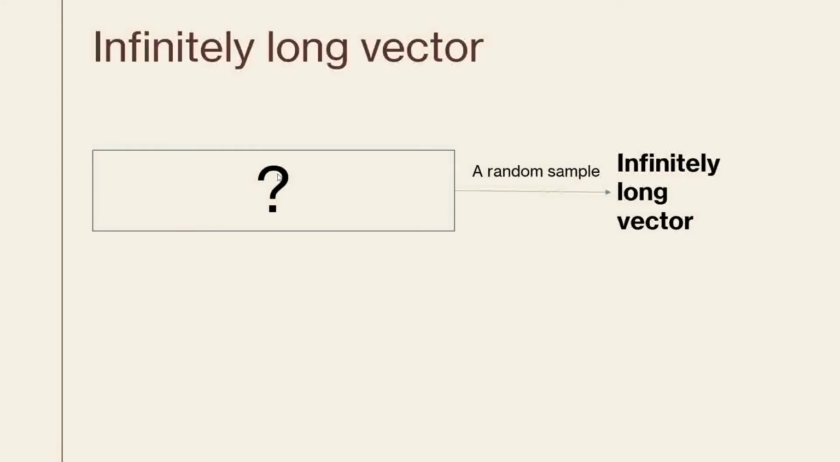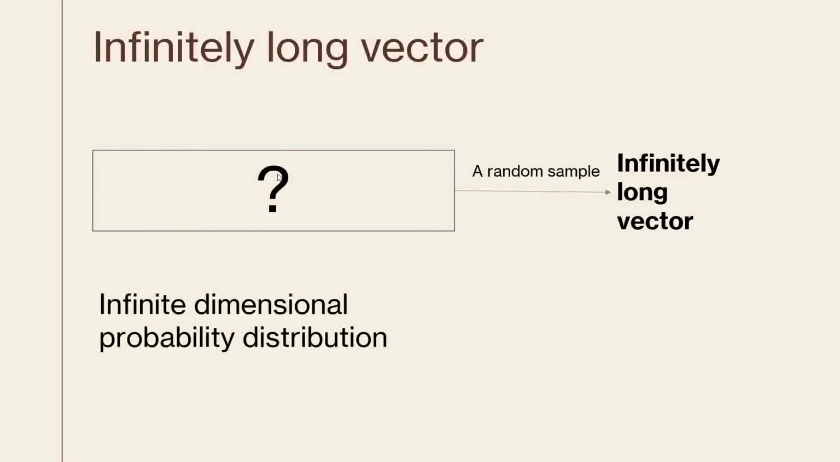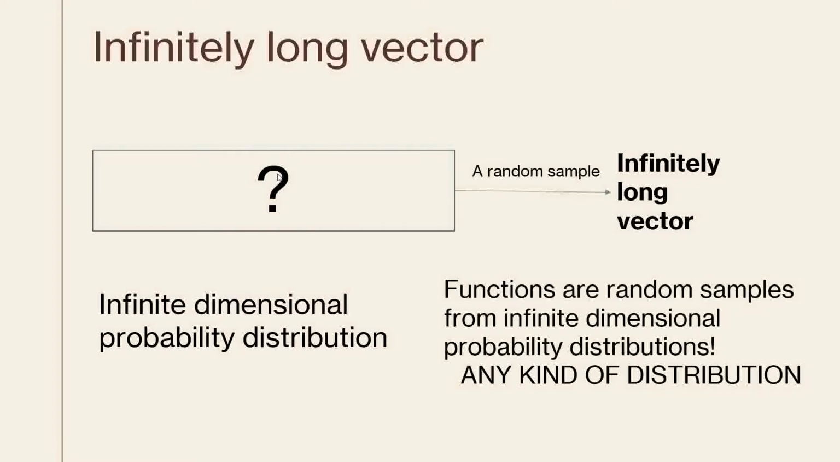Now, we just said the function is an infinitely long vector. If I have to sample functions from a probability distribution, what kind of probability distribution does it have to be? It has to be an infinite dimensional probability distribution, correct? So functions can be seen as random samples from an infinite dimensional probability distribution, or any kind of distribution as long as it assigns a non-zero probability to its participating domains, right? On all the dimensions, there should be a non-zero probability. Once we have that, we have an infinite dimensional probability distribution. You do a random sample, you get a function.